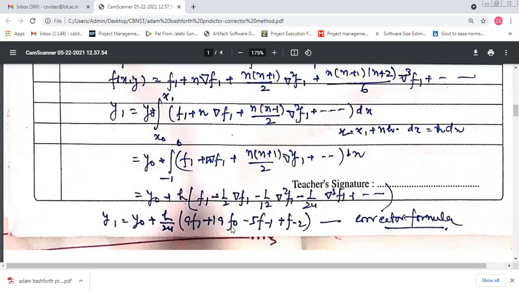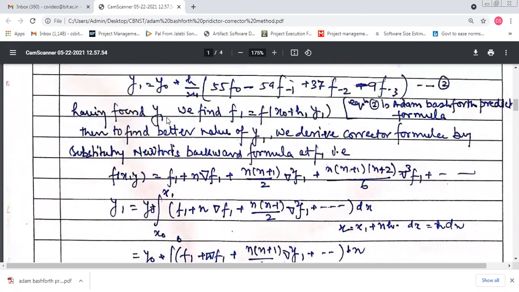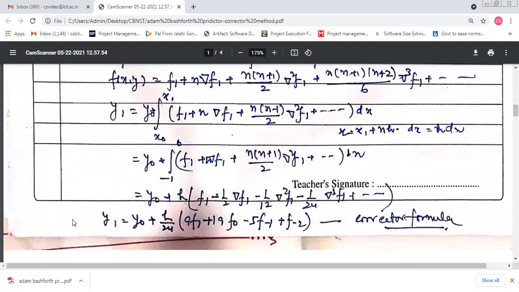Now f0 is already known, computed earlier. F minus 1 is already computed earlier. F minus 2 is computed earlier, and this f1 is the value which we have found by computing the predictor value of y1, and through y1 we have computed the value of f1. So by knowing all these values on the right hand side, we can get the correct value or more approximate value which is near to the exact value as the value of y1.